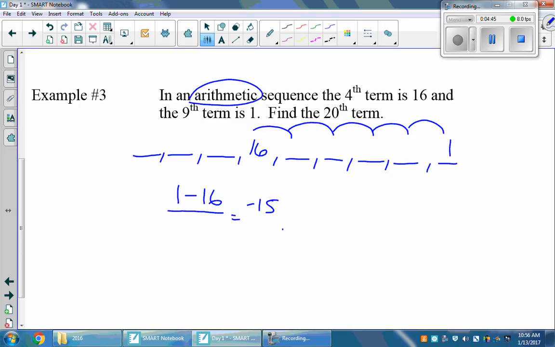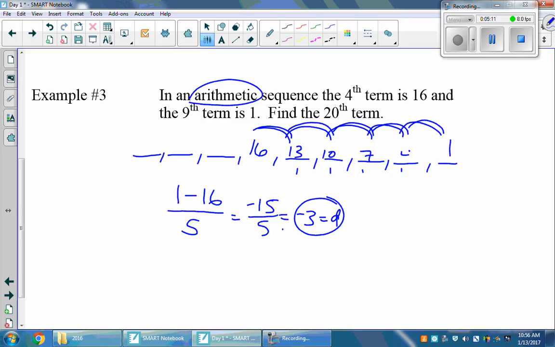And you're dividing by the number of jumps. So 1, 2, 3, 4, 5. We divide it by 5. Or the number of spaces plus 1. That's how many we have to add. So I do that, I get negative 3. That is my D for this one. So then I can just plug it in. So it goes 16, 13, 10, 7, 4, 1.